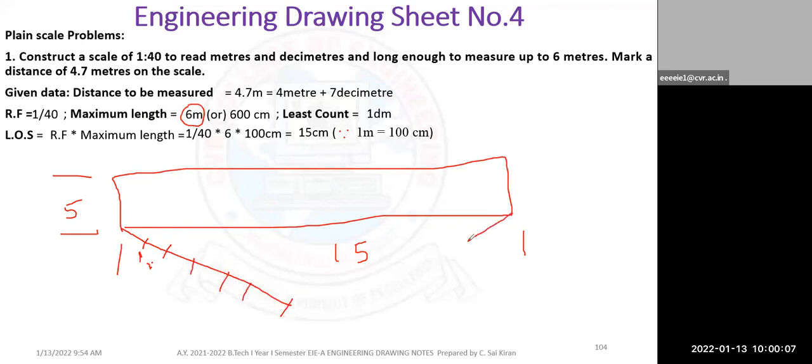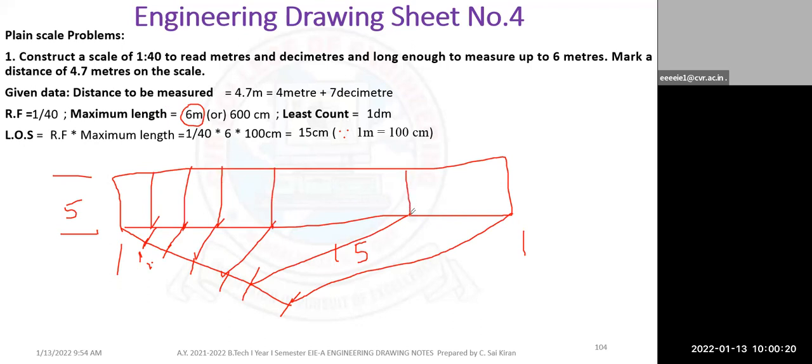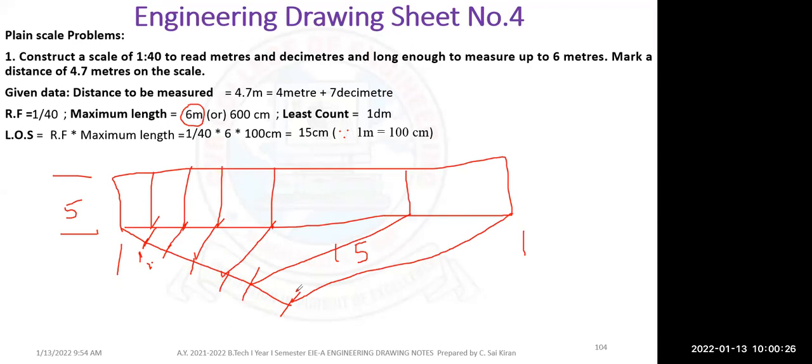And this one you have to join to the end point, and you have to join this one. Then you have to extend this line. Extend all these lines. It will be equal divisions. I have not made equal divisions here, but it will be equal divisions. What is the next step then? We have to divide the first part into 10 equal parts.